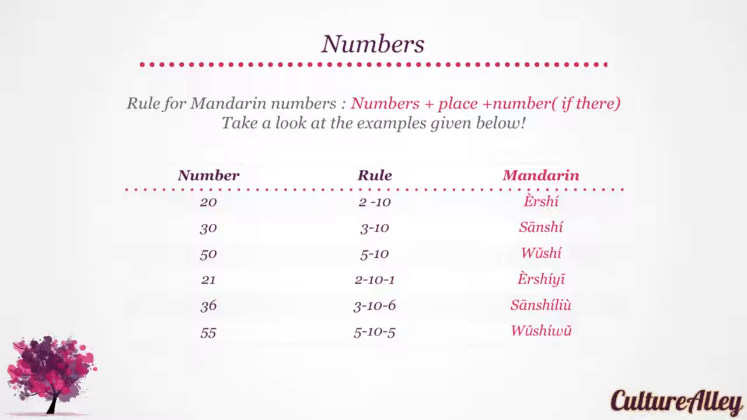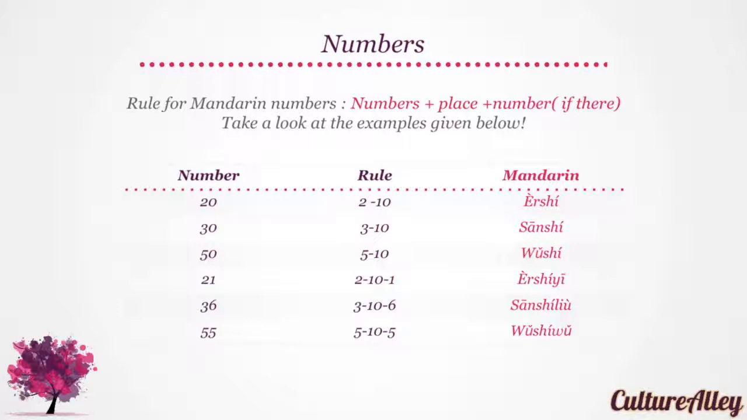30 becomes 30. That is 3 and 10. 50 becomes 50, which is 5 and 10.